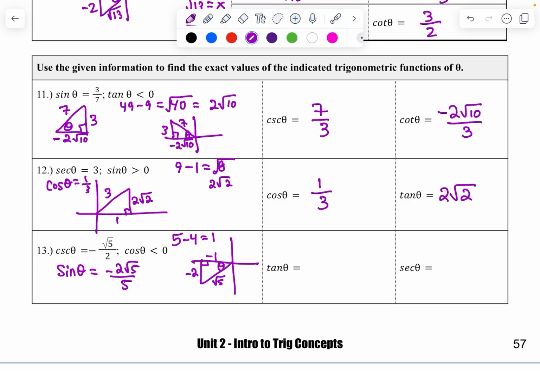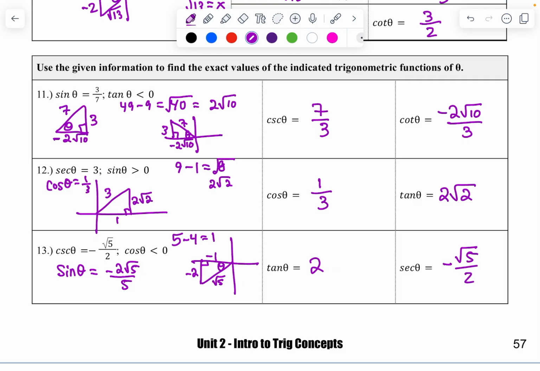So tangent is opposite over adjacent. So -2 over -1 will equal +2. Secant is the reciprocal of the cosine. So cosine is opposite over hypotenuse. So we're going to do hypotenuse over opposite. And so we'll get negative square root of 5 over 2.